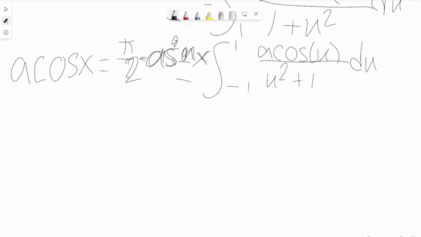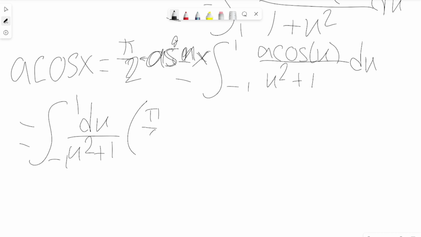Now, just after that, we're going to expand our inverse cosine in this form, to get the integral from minus 1 to 1. Sorry about that. We're going to have du over u squared plus 1 times pi over 2 minus the inverse sine.